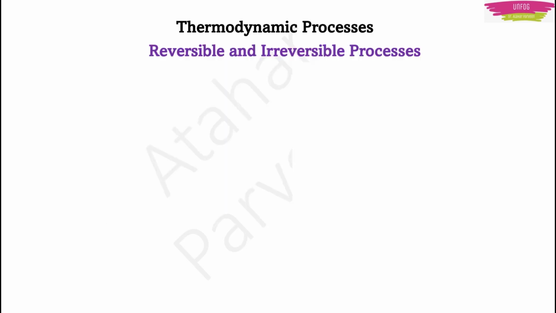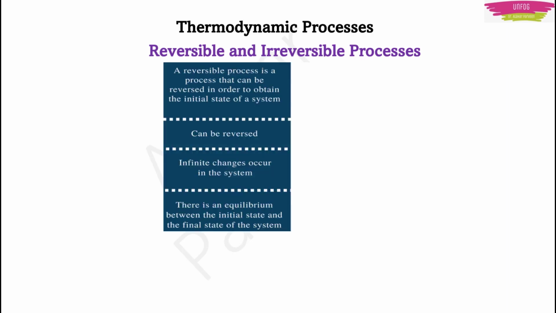There are two more very important types of thermodynamic processes. One is the reversible and the other one is the irreversible process. So what is a reversible process? A reversible process is a process that can be reversed in order to obtain the initial state of the system. Okay, you can reverse it and you can obtain the initial state of the system. Here many infinite changes will occur. Still you can achieve the initial state. That type of process is known as reversible process.